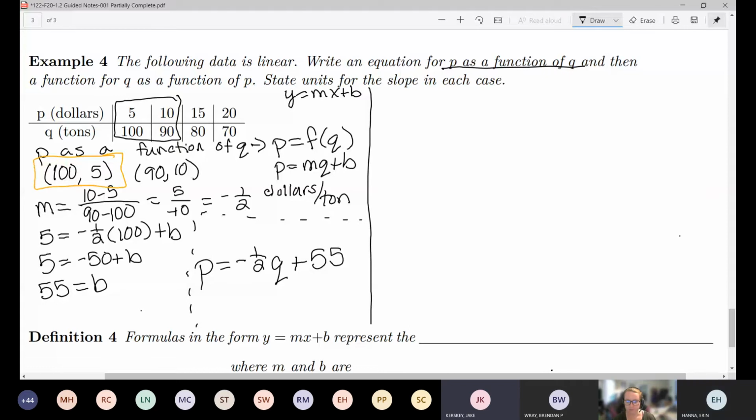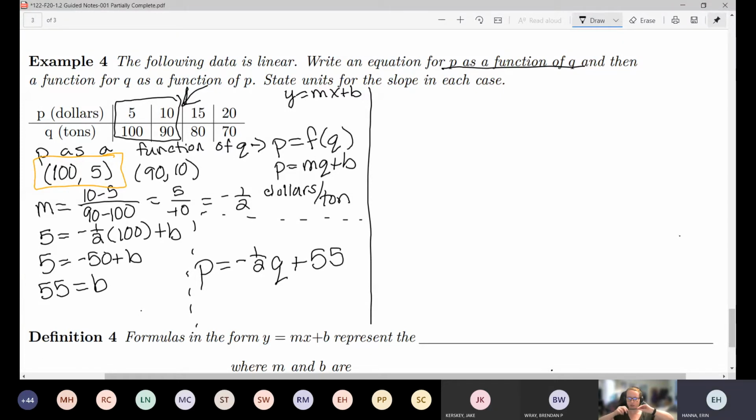Wait, where'd you get the negative 1/2 from? So that was my slope. My 2 points I was working with were 100 and 5, 105, 90, 10, and that came from my table right here. And then I found the slope between the 2 points, so I subtracted the y values and then subtracted their x values, got 5 over negative 10, which reduces to negative 1/2. Is that okay, or do I need to go into more detail? No, you're good. I was just looking at it. Okay. Yeah, I did the rest of the problem and then went back to it, so that might have been confusing too.